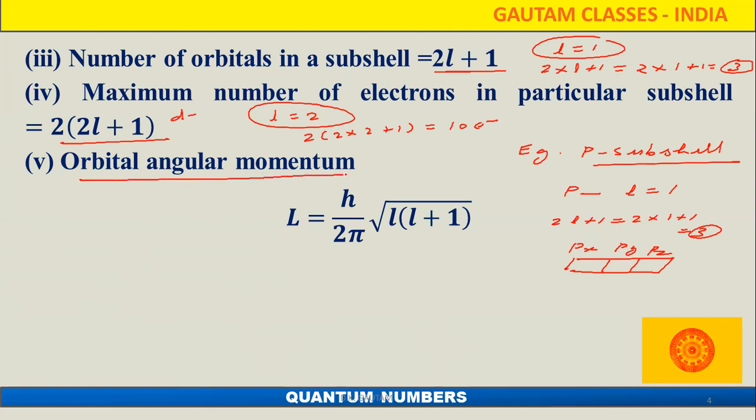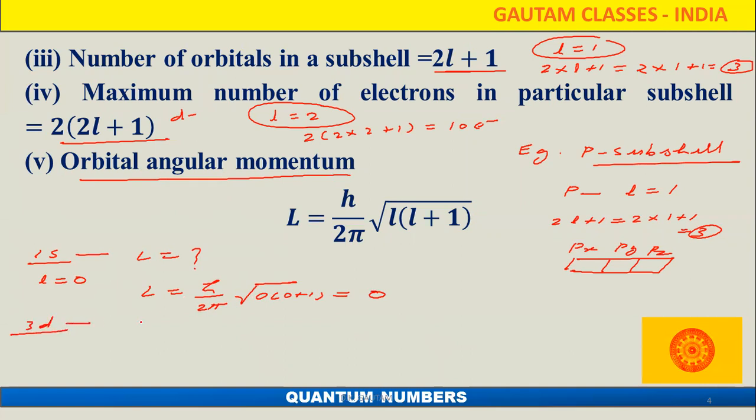For finding the orbital angular momentum, we can use the formula L is equal to h upon 2 pi root L into L plus 1. So what type of question comes here? In the 1s subshell, what is the orbital angular momentum? If the s orbital is present, the L value is 0. So by the formula h upon 2 pi root 0 into 0 plus 1, ultimately 0 will come.